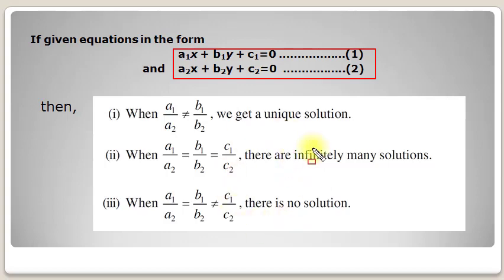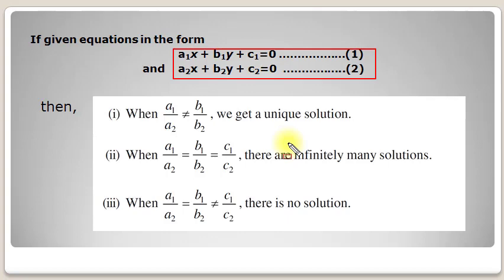So you better understand these concepts: if the ratio of a1 upon a2 is not equal to the ratio of b1 upon b2, then the given system of equations will have a unique solution. Second, if the ratio a1 upon a2 is equal to b1 upon b2 is equal to c1 upon c2, then this system of equations will have infinitely many solutions. The third thing, if a1 upon a2 is equal to b1 upon b2, but it is not equal to c1 upon c2, then this system of equations will have no solution.